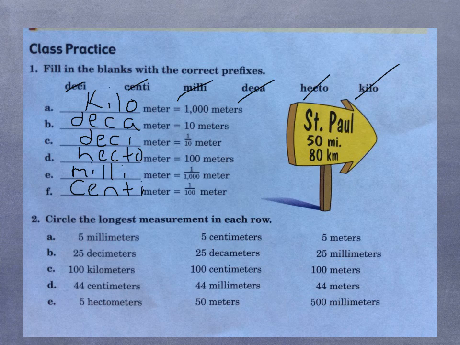Number 2, it's asking us to circle the longest measurement in each row. So for A, we have 5 millimeters, 5 centimeters, 5 meters. Which one would be the longest, the biggest? 5 meters would be longest there. Both 5 millimeters and 5 centimeters you would be able to measure on your ruler. But 5 meters, remember a meter is close to a yardstick. 5 of those, that's bigger than the length of Mr. Fitt's desk.